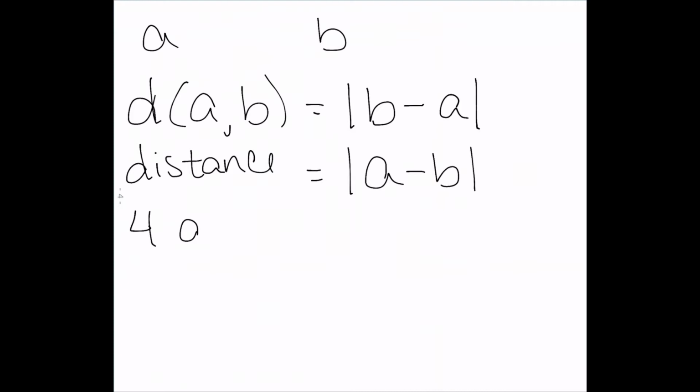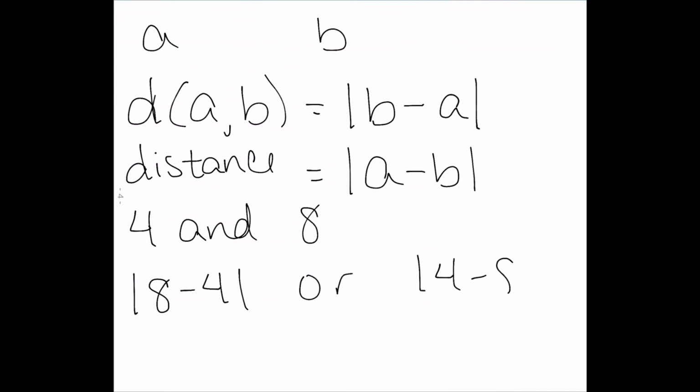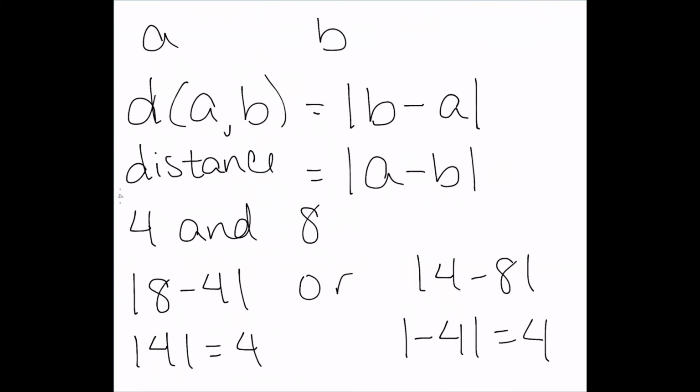So for instance, if I have the numbers 4 and 8, I can do the absolute value of 8 minus 4, or the absolute value of 4 minus 8. Here I would get the absolute value of 4, which is 4. On the right, the absolute value of negative 4, which is 4.